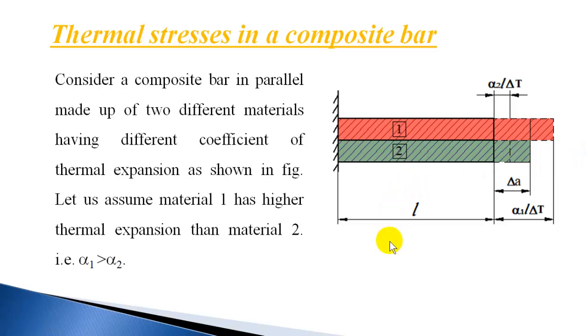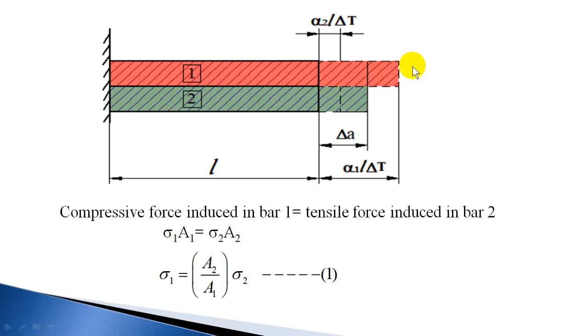So the compressive force induced in bar 1 has to be equal to the tensile force induced in bar 2. This is when material 1 has the higher coefficient of linear expansion. Whichever material has the higher coefficient of linear expansion will be subjected to compressive force when it is heated, and the other material will be subjected to tensile force.